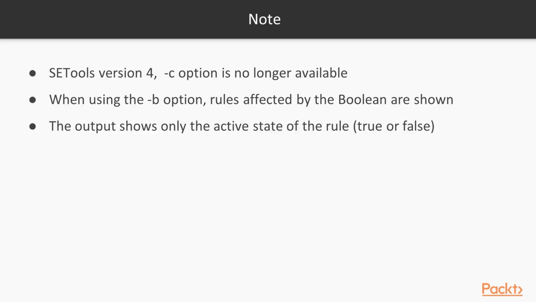Now, with SETools version 4, the -C option is no longer available in the sesearch command. When a Boolean is selected using the -b option, only those rules affected by the Boolean are shown. The output is also slightly different, showing only the active state of the rule, that is true or false, rather than the two-character state that's displayed in the previous example.